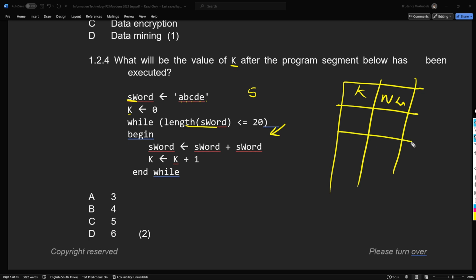So I'll go and say that while the length of the word is equals to 5, k was at 0, meaning that when we get inside, we are saying word plus word, which is 5 plus 5, it will give us what? A 10. And then here we're saying that k plus 1 when the word length is equals to 10. So that will be 1. 0 plus 1 will give us 1, and then add 10, right?